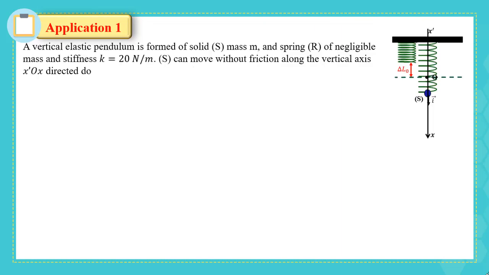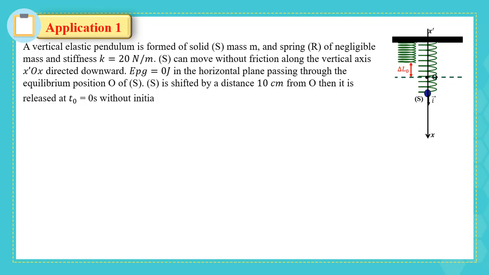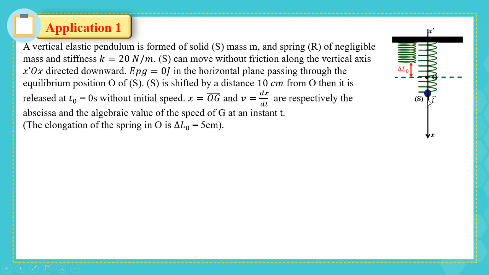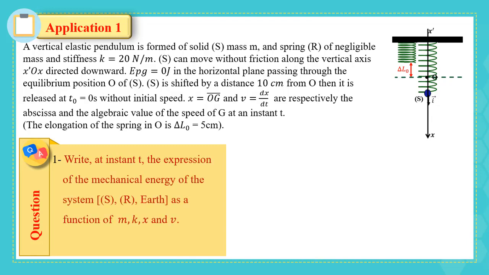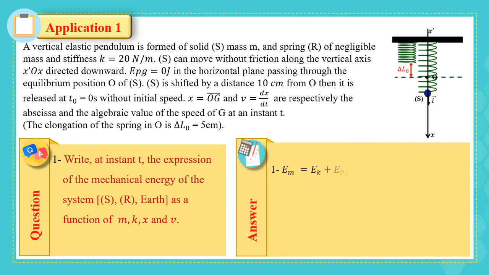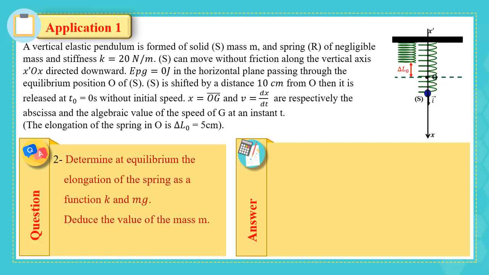I want you to read the question very well and try to solve it by yourselves. Here we have a vertical elastic pendulum which is shifted by 10 centimeters, and this spring has a stiffness k equals 20 newtons per meter, where delta L0 equals 5 centimeters. The question is, write at an instant t the expression of the mechanical energy of the system as a function of m, k, x, and v. So we start with mechanical energy equals the kinetic plus elastic plus gravitational, and write its expressions: half mv squared minus mgx plus half k into x plus delta L0 squared.